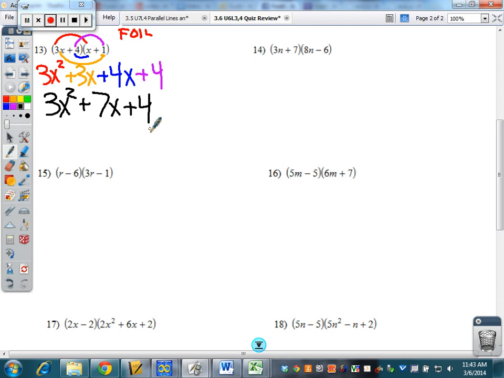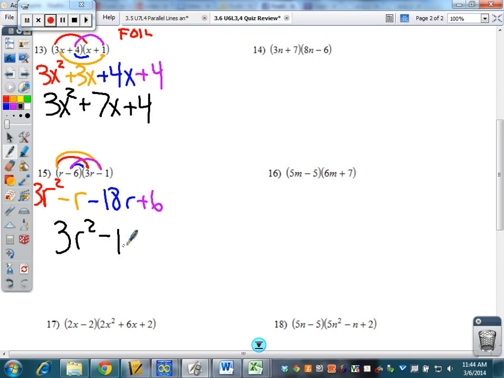All right. Come down here to 15, same thing. First, r times 3r is 3r squared. Then we have the outer, r times negative 1, negative r. We have the inner, negative 6 times 3r, negative 18r. And then we have the last, negative 6 times negative 1, positive 6. So we get 3r squared minus 19r plus 6.